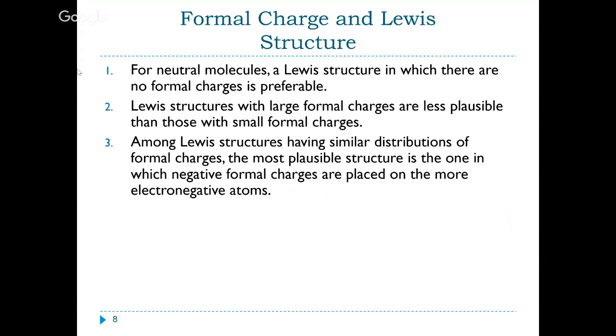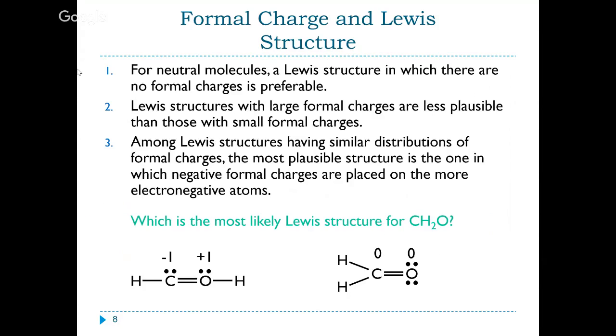So as I stated earlier, for neutral molecules, a Lewis structure with no formal charges is preferable. And where we have Lewis structures that have a negative charge overall, you want to have your negative charges on your more electronegative atoms. And we want as small a formal charge as possible, right? And if you have to have a positive charge, you want it placed on the more electropositive atom. So comparing those, like I said, the most likely structure for formaldehyde is the one on the right, and that is the true structure.